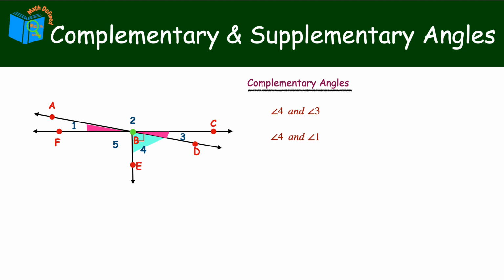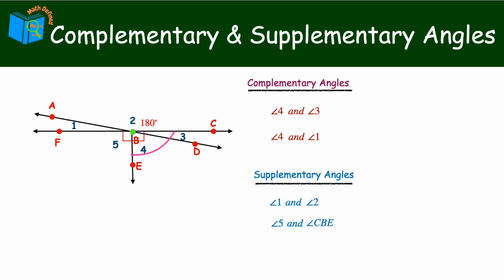Now let's find some supplementary angles. Remember to think S for a straight line, 180 degrees. Angle 1 is supplementary to angle 2 because the sum of their angles is 180 degrees. Angle 5 is a right angle. And if you look carefully, you can see that angle CBE is also a right angle. So angle 5 and angle CBE are supplementary angles because the sum of their measures is 180 degrees.